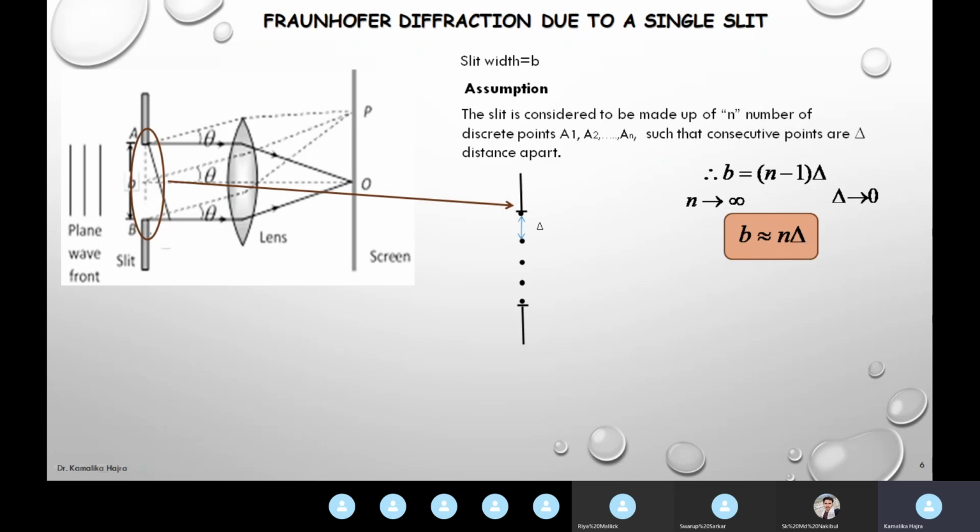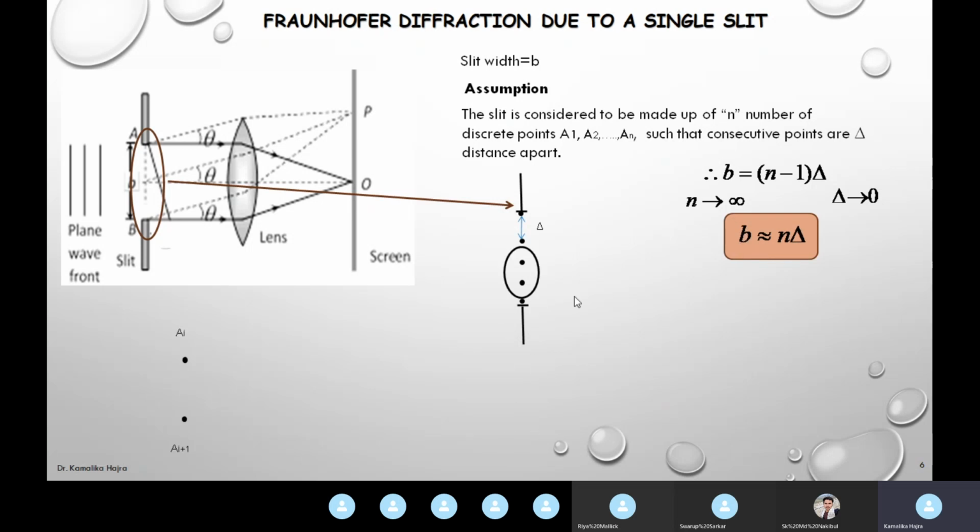All right. Remember, we don't know the value of n, we don't know the value of delta. They are assumptions that we have made for our analysis, but this will help us analyze the phenomena, and finally we will get our expressions in terms of this value b.